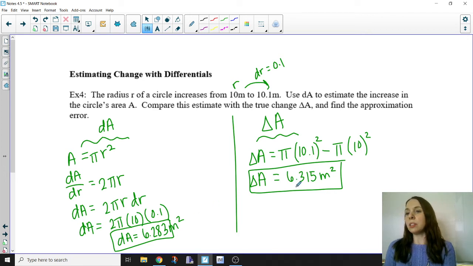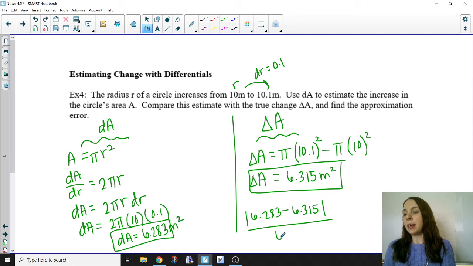And so what we can do is we can find the approximation error. And just to review that one more time, to do that, you are going to take the absolute value of what you found minus the exact divided by the exact to get relative, and then I like to multiply it by 100 to get it into percent error. And that is approximately 0.5% error.